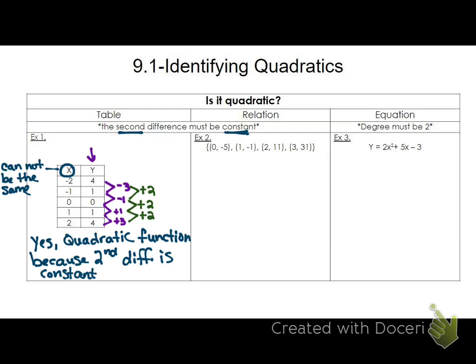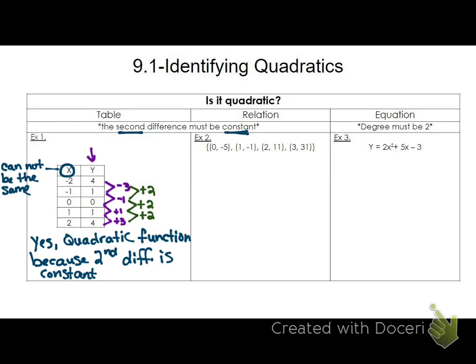Look, guys, look up here. Are my x's the same numbers? No. Okay, so then we can move forward. Now I'm going to compare my y's. I'm going to find the difference of my y's. Okay? Now, in order to find if it's quadratic, I'm going to have to find the difference 2 times. So let's look at my first difference.